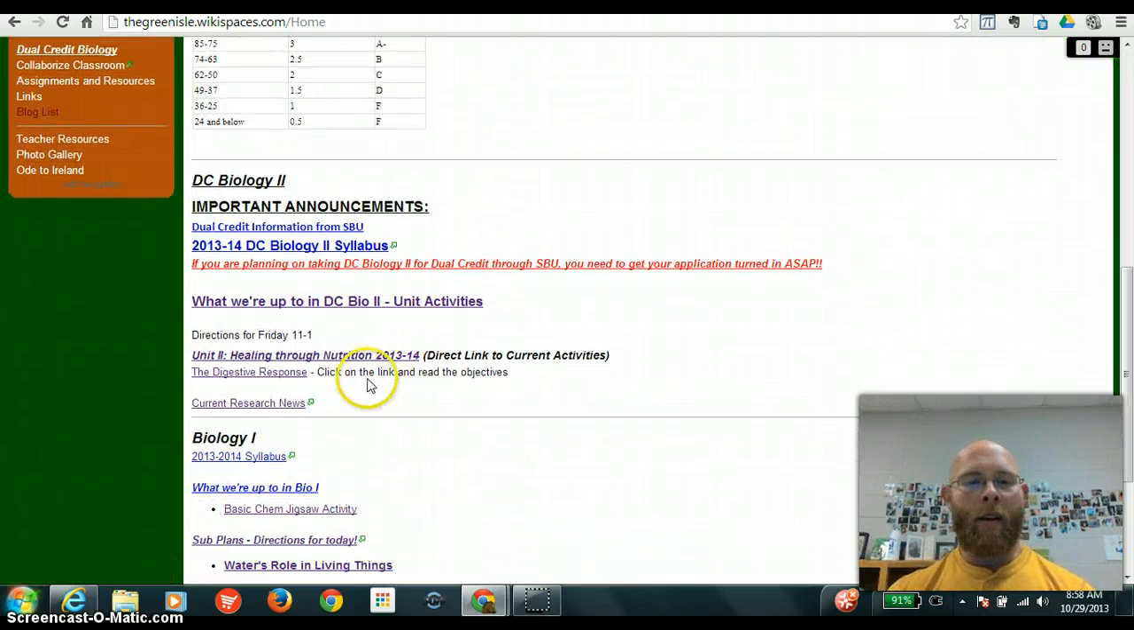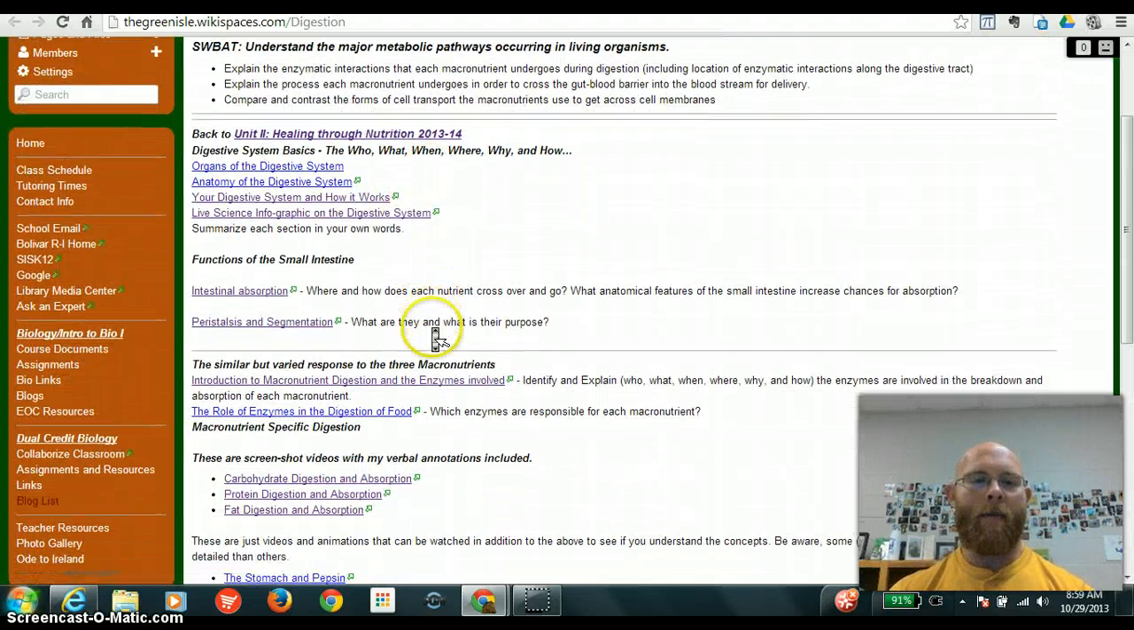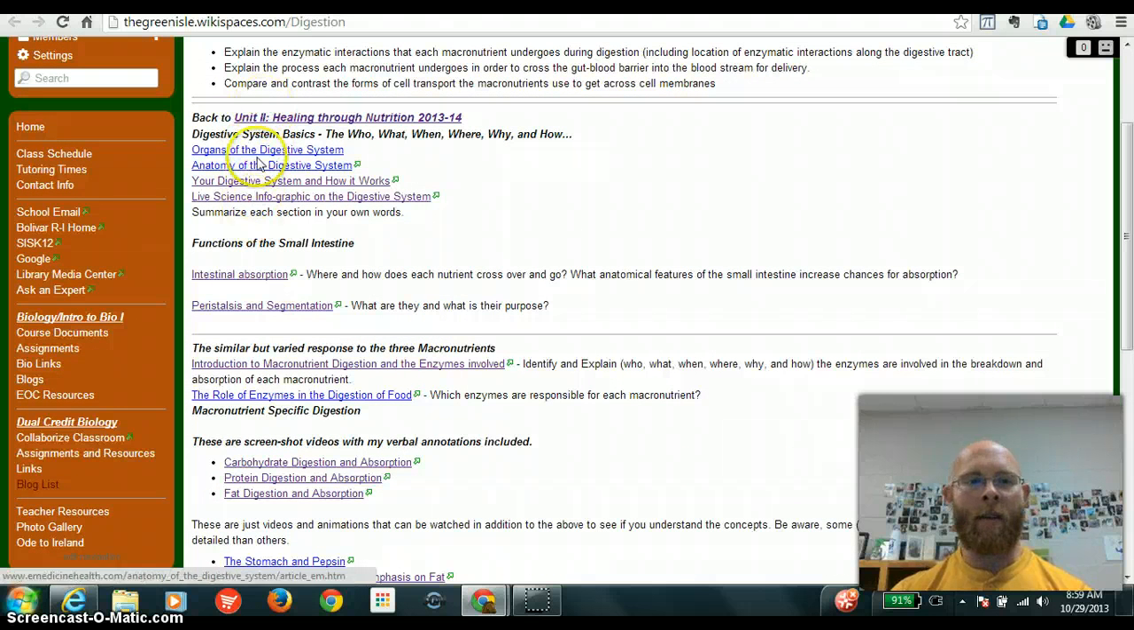Today, though, go down to this link right here, Digestive Response. Click on that, and it should take you to all my resources. By now, you should have a good handle on what the organs of the digestive system are and generally what they do. And matter of fact, you may even have an idea about which organs produce what enzymes, when, and where in response to the food we eat, and that's good.